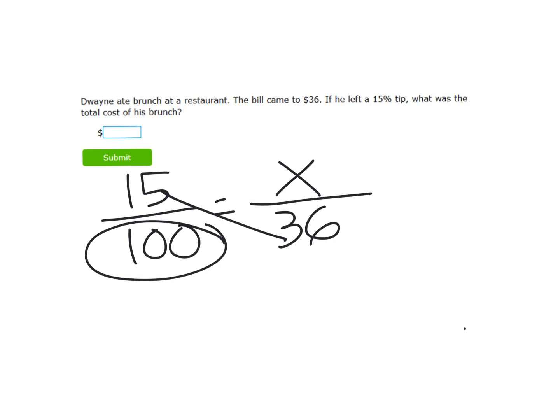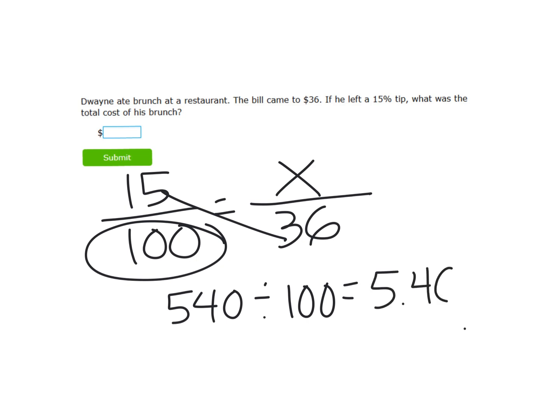I'm going to go ahead and write that down. 540 divided by 100 equals, and that's going to be 5.40. Now, 540 is not the answer to the question. The answer to the question is, what is the total cost? You found out what the tip is. Now, remember, the tip is extra.